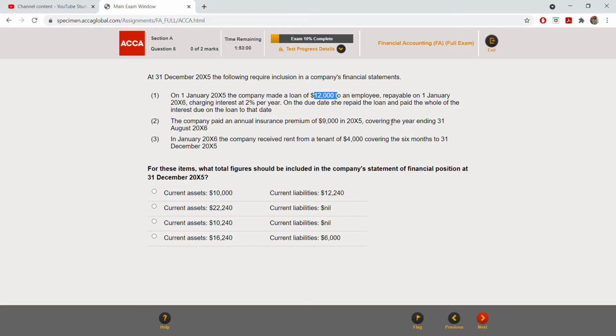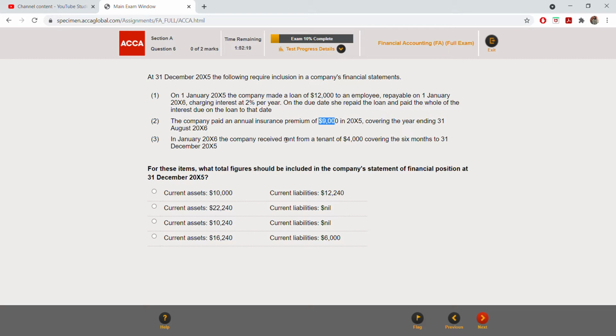Then comes the second one. If you see, it's a prepayment. Prepayment is a current asset. What is the prepayment? It is 9,000. For how many months have they paid in advance? That you have to understand. For 8 months, because they told us it covers the year ending 31st August 2006. So from 31st December 2005 to August, just calculate January, February, March, April, May, June, July, August. 8 months. So for 8 months they have prepaid on 31st December 2005. So 8 over 12 into 9,000, which will be 6,000. That also will be added because all these are current assets.